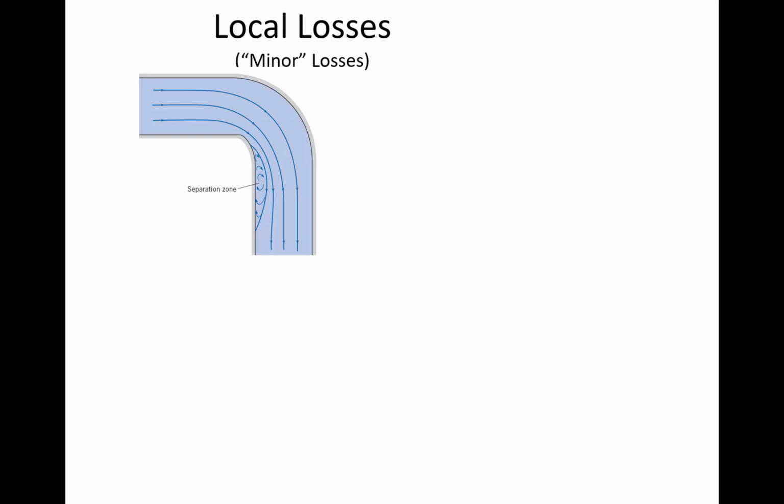Now, a little bit more about the local losses. So you can see this is a schematic that's showing the streamlines that would occur inside of a pipe that's changing direction. And as the water goes around a bend, there's a separation zone on the inside of a pipe bend. And this is kind of like a cross velocity where because of the change in direction and contact with the pipe wall, it actually causes some of the flow to go opposite to the bulk flow, and that reduces the effective area that the water is able to flow through.